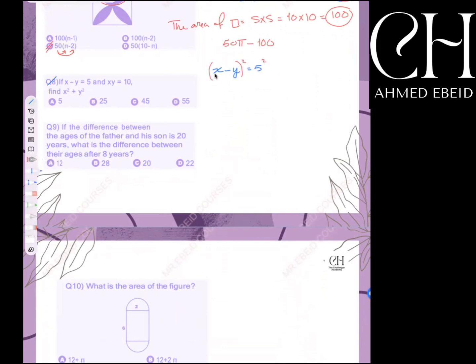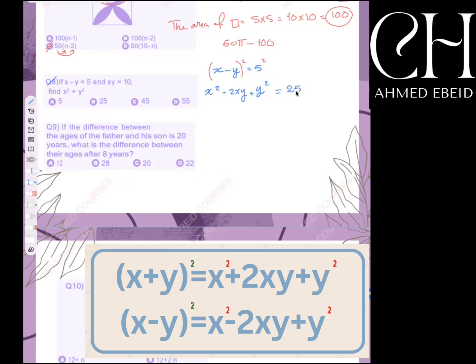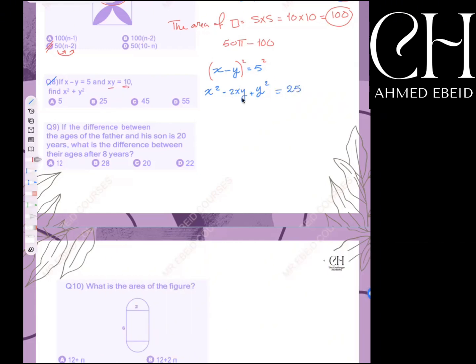So you know that in the perfect square, we have first squared, second squared, and in the middle 2 times first times second, and don't forget the negative sign, so it will be negative 2xy. On the right hand side, it will be 5 squared, which equals 25. Then we have xy equals 10, so replace xy with 10. Now we have x squared minus 2 times 10, which equals 20, plus y squared, equals 25. Add 20 to both sides, it means x squared plus y squared equals 25 plus 20, or move negative 20 to the other side with a negative sign, so it will be 45, so the answer is C.